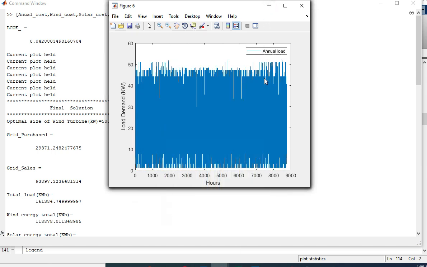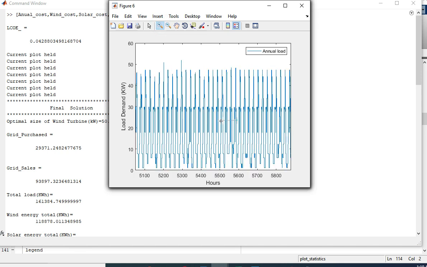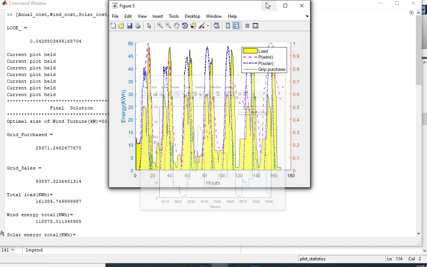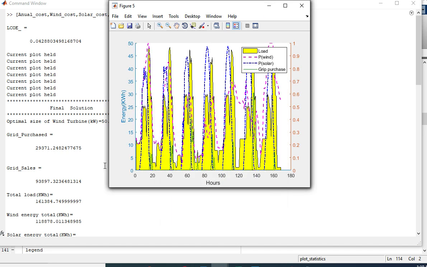Figure 6 is also an annual load, the annual rescheduled load demand. So after rescheduling, this load is plotted for the whole year. You can zoom it out to see it for a specific time. This is also a weekly profile. You can see it's just for visibility purposes, some weekly plots are added there. So it's up to 167 or 168.